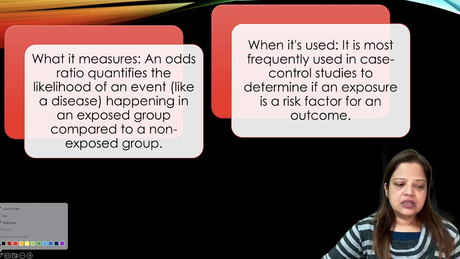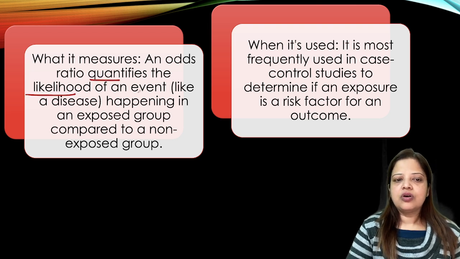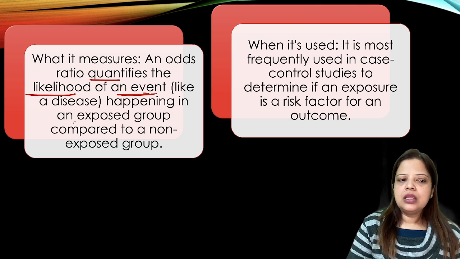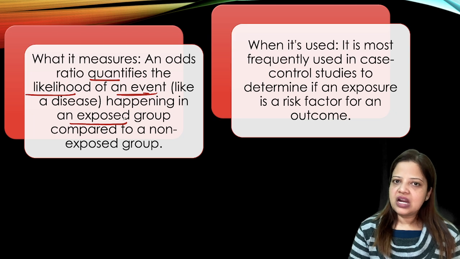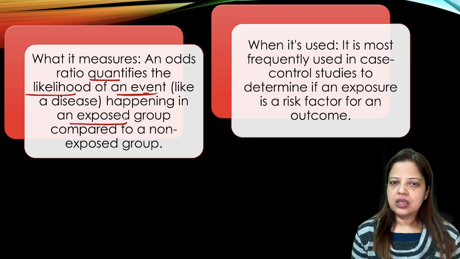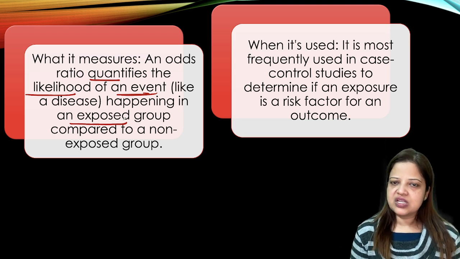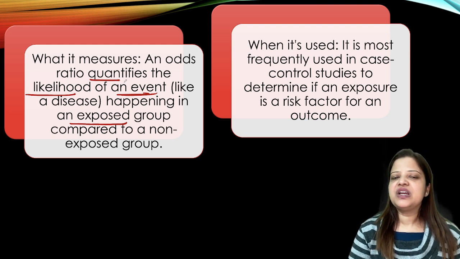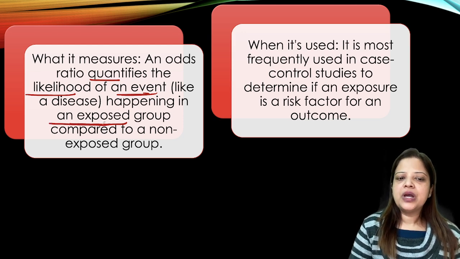What does it measure? An odds ratio quantifies the likelihood of an event, like a disease, like heart disease or whatever, happening in an exposed group. For example, people who have heart disease and at the same time are exposed to cigarette smoking, and in another group there are people who are not exposed to cigarettes but still are suffering with heart disease.